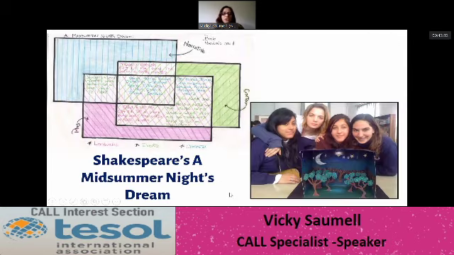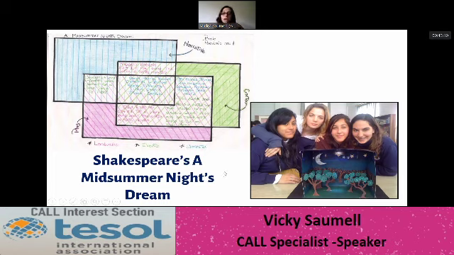This is a picture of my students' work related to that previous choice board of activities for A Midsummer Night's Dream. On the left, there's a Venn diagram comparing three versions of the same story: a narrative version, a comic strip, and the play. This student chose to compare the language used, the characters, and the events in the three versions, and created this Venn diagram.